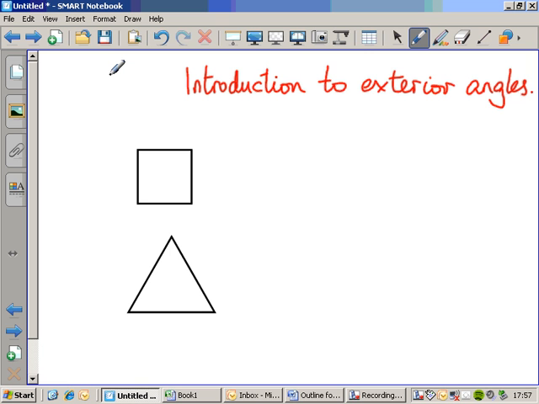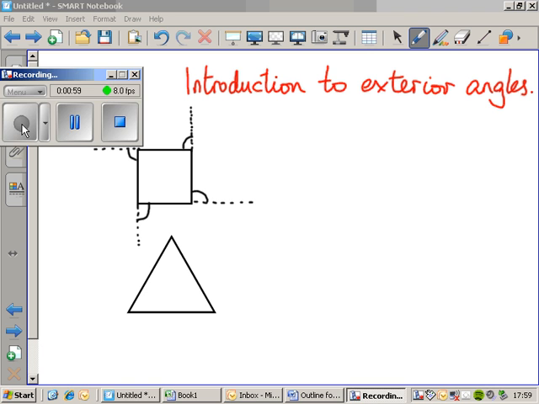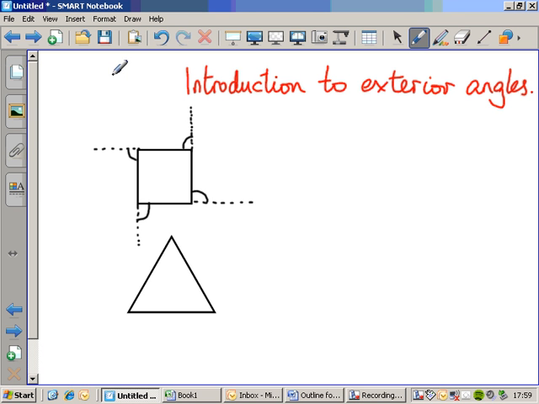The first shape on this page is a square, and if we extend the horizontal side, the lower horizontal side, like so, then we can create an exterior angle there. And we can do the same thing up here, and here, and here. So we have 4 exterior angles on this square, and that's no surprise really, is it? Because we've got 4 interior angles.